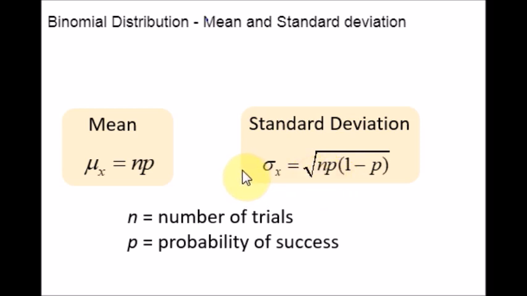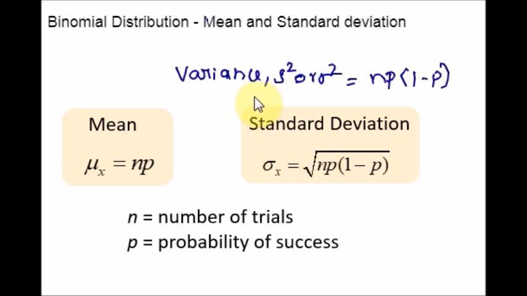Variance is denoted by s square. Standard deviation is denoted by either s or sigma. Okay, now let us see the formula for variance. Variance is a measure of how far a set of numbers is spread out. So that is the meaning of variance. Variance is either denoted by s square or sigma square. So in binomial distribution, the variance formula is n times p times 1 minus p. 1 minus p is nothing but q, the probability of failure.